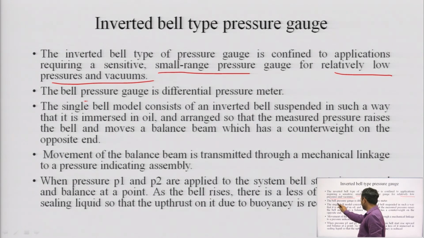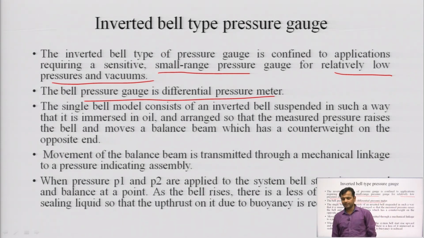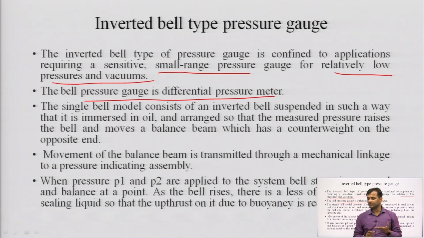So, the bell pressure gauge is a differential pressure meter. There are possibly two types of models: one is the single bell model and one is the inclined bell model. Here you can see the single bell model consists of an inverted bell suspended in such a way that it is immersed in oil and arranged so that the measured pressure raises the bell and moves a balance beam which has a counterweight on the opposite end.